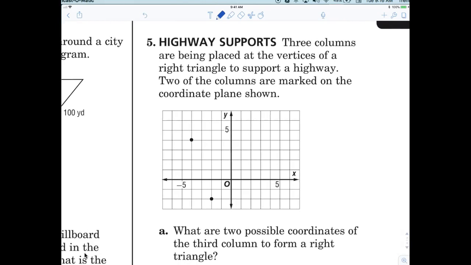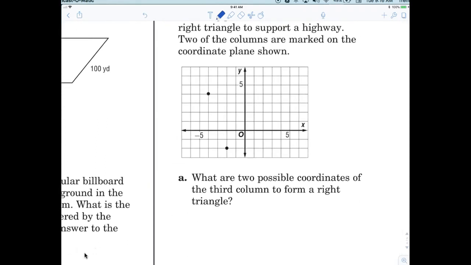It says, three columns are being placed at the vertices of a right triangle to support a highway. Two of the columns are marked on the coordinate plane shown. What are two possible coordinates for the third column to form the right triangle? Personally, we could have just drawn this out. To find the third column, we would need the slope. So you do y2 minus y1? Yeah, so we're going to find the slope.